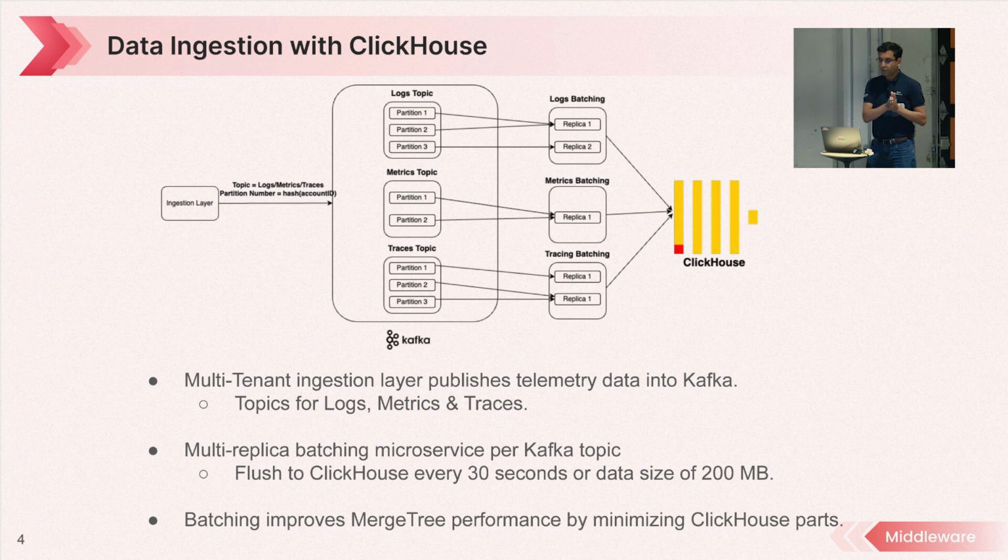So today, all these batching services buffer the traffic, buffer the messages, either for 30 seconds or until the data size hits 200 MB. We don't want to buffer for too long because then it delays ingestion into ClickHouse, and that might delay users' experience when they go look at their observability data. So there is a fine balance that needs to be struck here for how much to buffer.